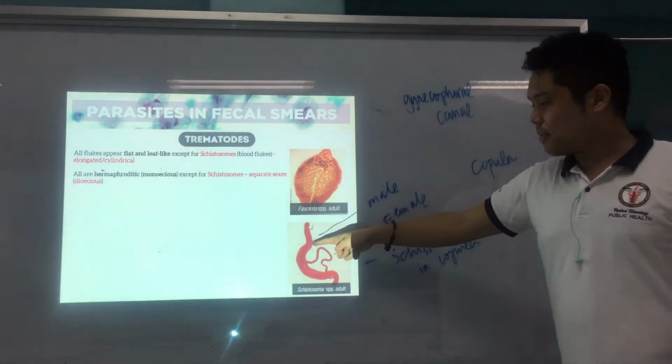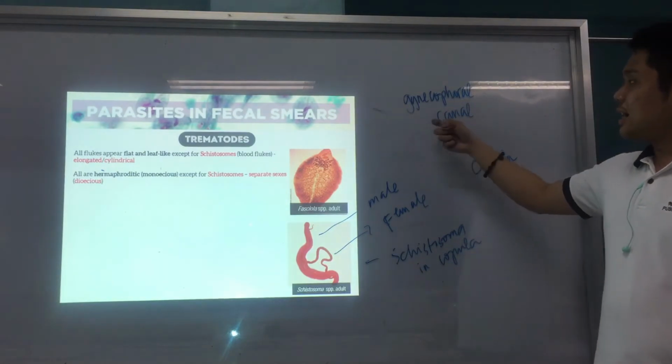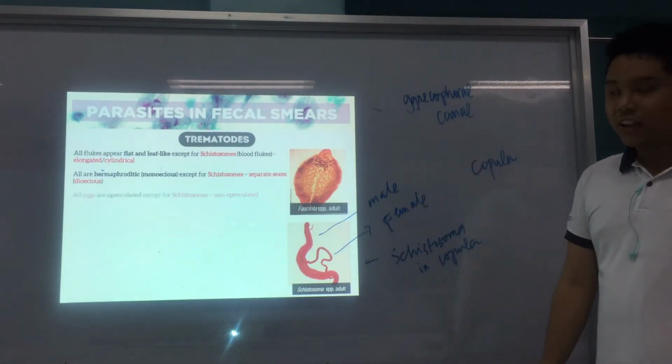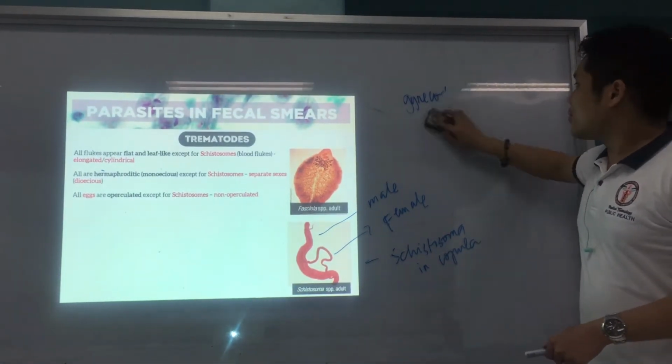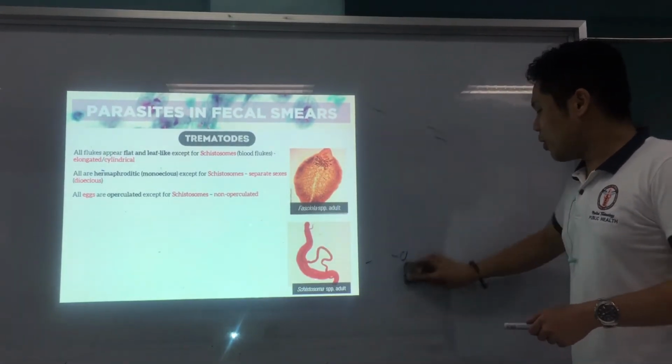And again, where the female and the male reside, where the female enters, that is known as your gynecophoral canal. It's found in your males. Okay? Next characteristic, all eggs are operculated except for, who again, schistosomes. Alright, so what do you mean by operculated?